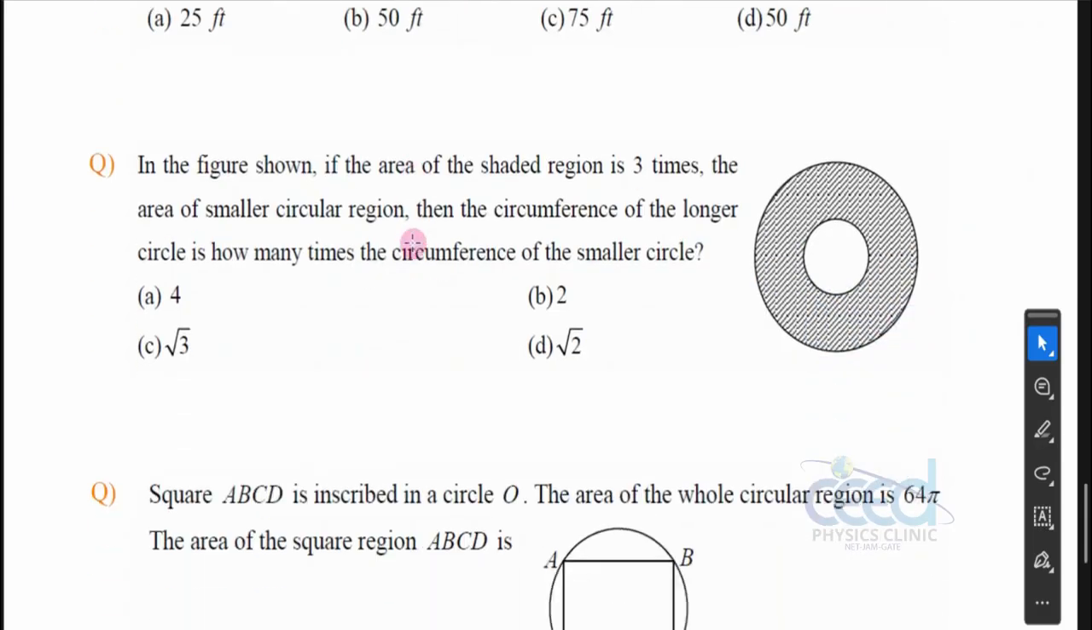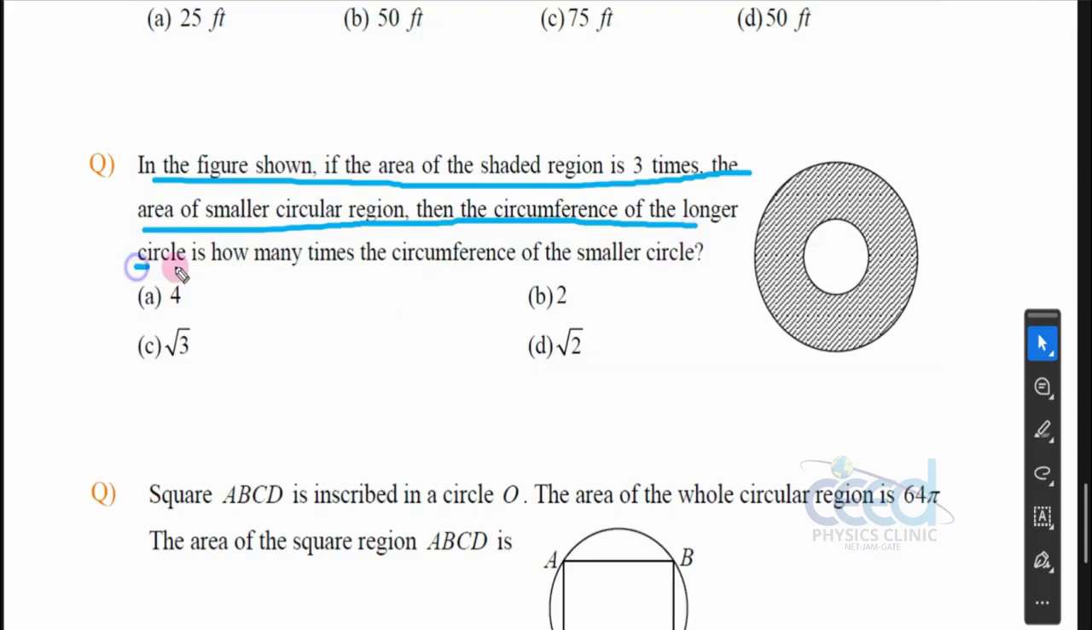Now let us go to another question. In the figure shown, the area of the shaded region is 3 times the area of the smaller circular region. Then the circumference of the larger circle is how many times the circumference of the smaller circle? Right. See what is given. Suppose this is r, this is capital R. Now what is given?